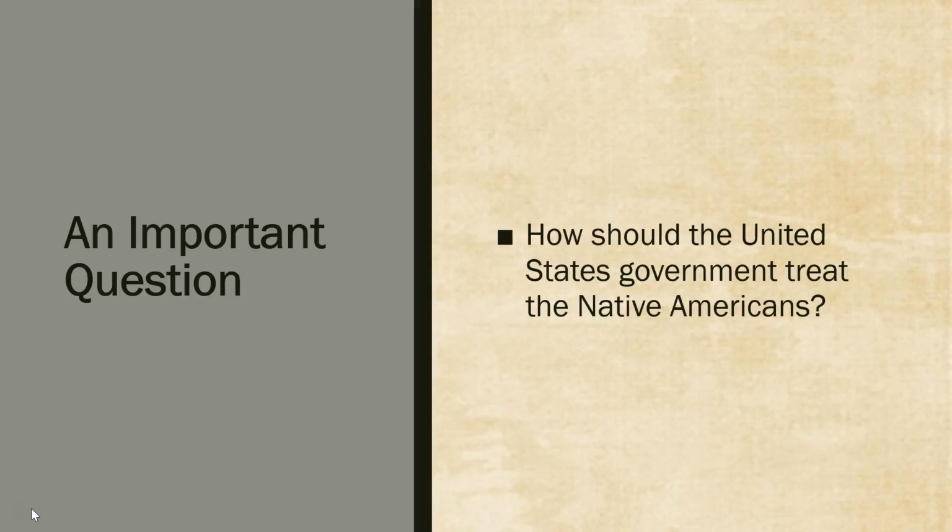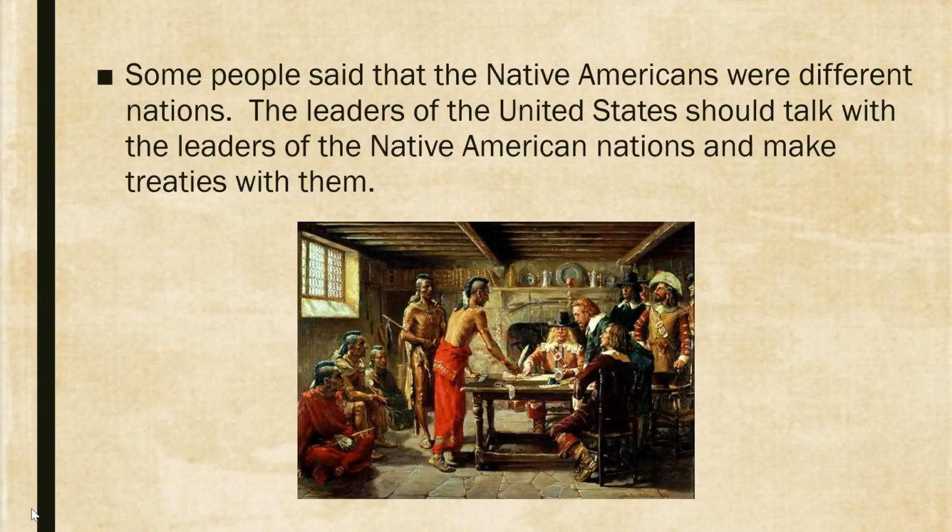At the time that the United States became a country, there was an important question in everybody's minds. This question was, how should the United States government treat the Native Americans? Some people said that the Native Americans were different nations. The leaders of the United States should talk to the leaders of the Native American nations and make treaties with them.